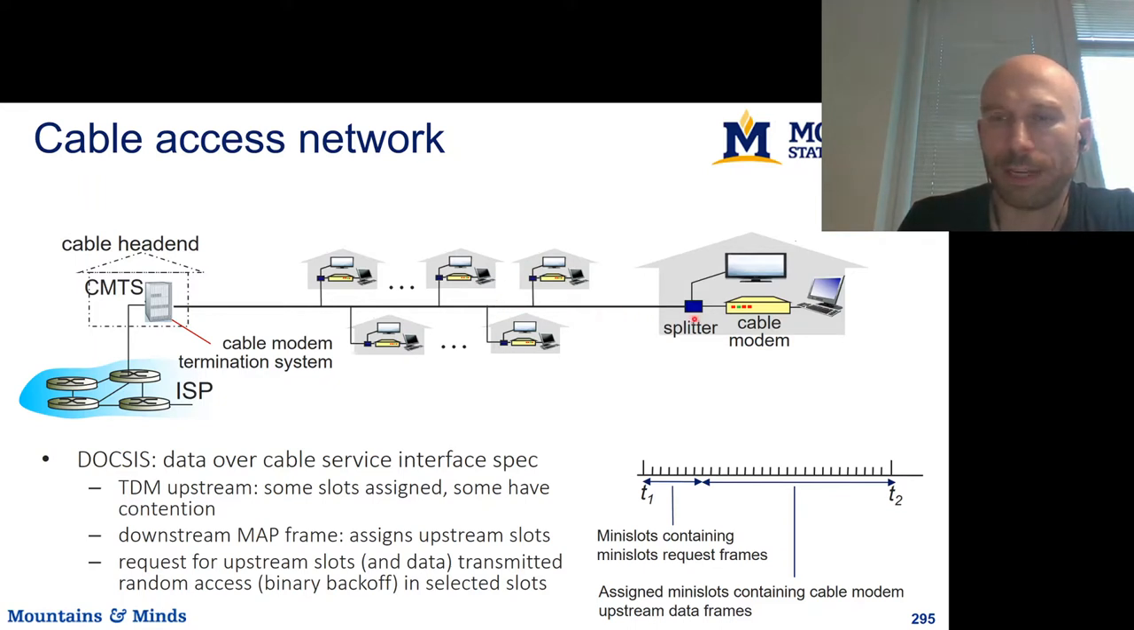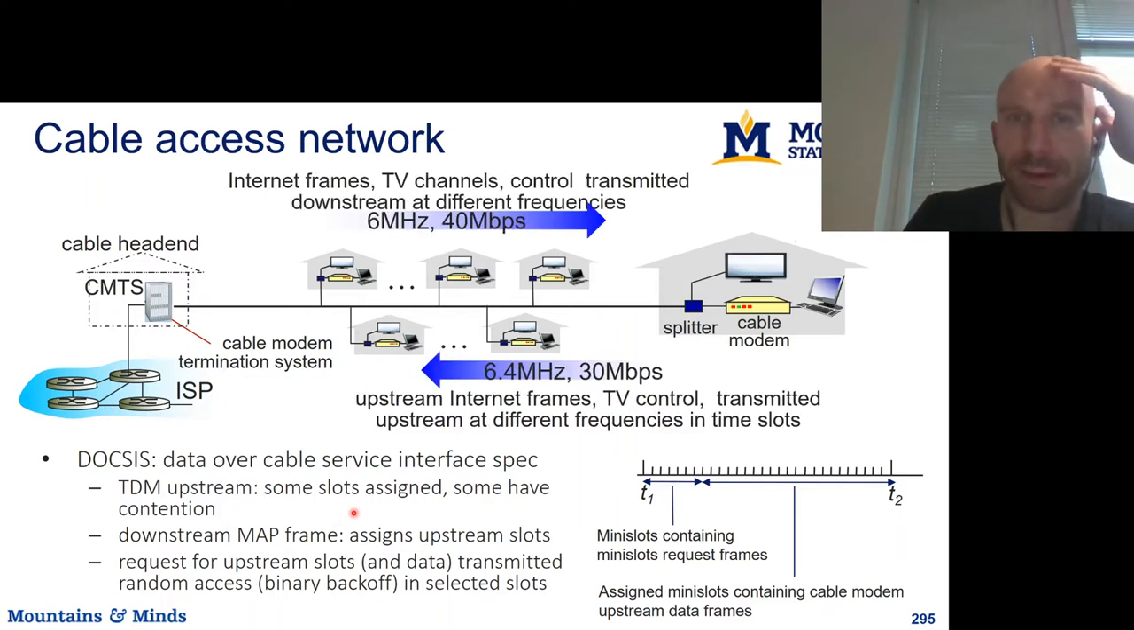Okay? You might have a splitter here, or you might have a cable modem that provides an interface between your computer talking IP and the DOCSIS network carrying your IP packets to the cable modem termination system, where the IP packets are extracted again and transmitted into the internet.